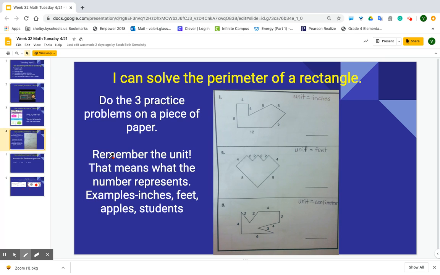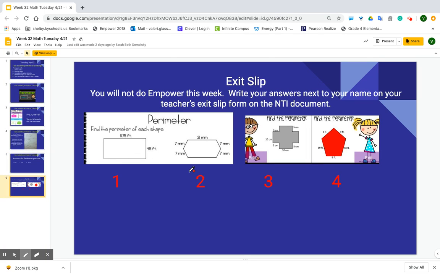When you're finished, check to make sure you got those right. And then you're going to complete 1, 2, 3, and 4. We are not using Empire this week. We had a little glitch with that on math last week. Go ahead and put this on a document and share this with me. And this is what your assignments are for today.